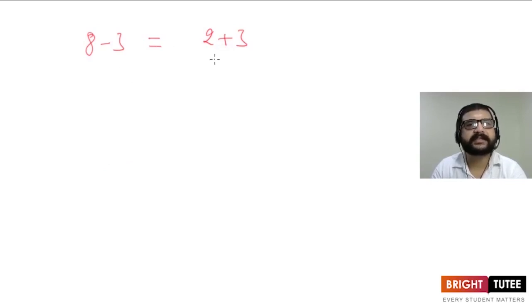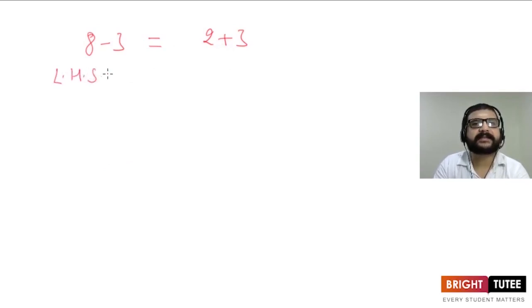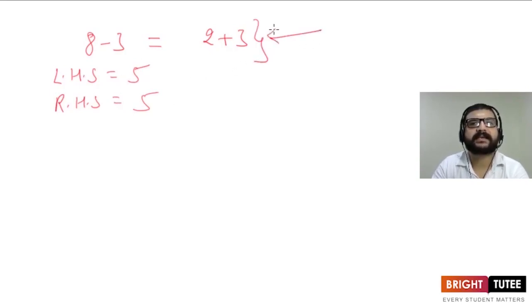Now let's try something new. Let's say we are having 8 minus 3 is equal to 2 plus 3. Now what if we multiply both the sides with the same quantity? First let's check whether this equation is balanced or not. Here LHS is 8 minus 3, which is 5, and RHS is 2 plus 3. What is 2 plus 3? It is again 5. So we got LHS is equal to RHS. Hence we can say the given equation is balanced.